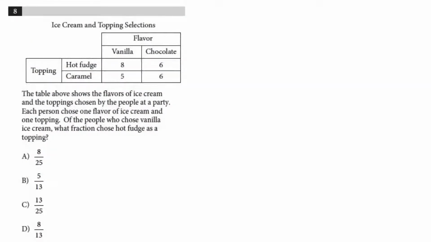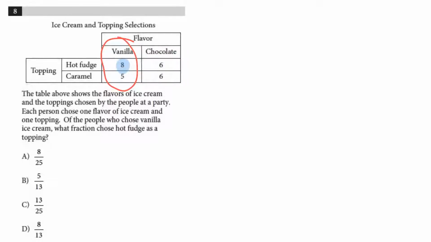8. Ice cream and topping selections. The table above shows the flavors of ice cream and the toppings chosen by the people at a party. Each person chose one flavor of ice cream and one topping. Of the people who chose vanilla ice cream, what fraction chose hot fudge as a topping? So we're just considering the people who chose vanilla. Okay? Of the people who chose vanilla, we're saying how many people chose hot fudge?